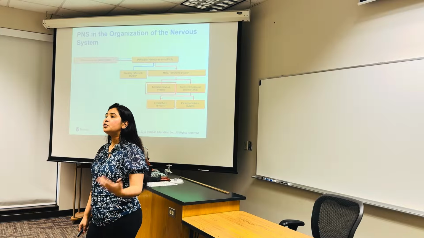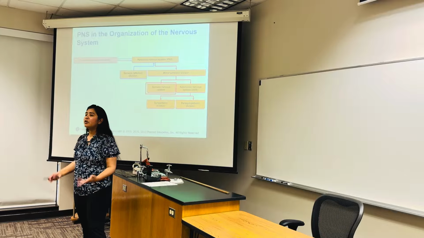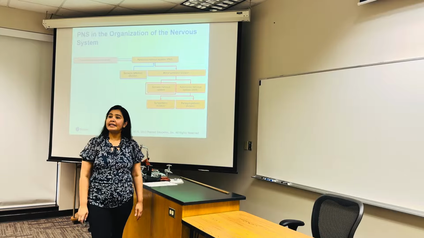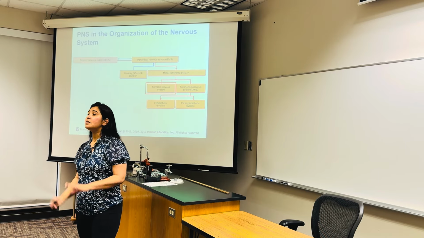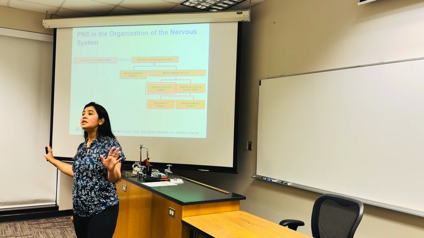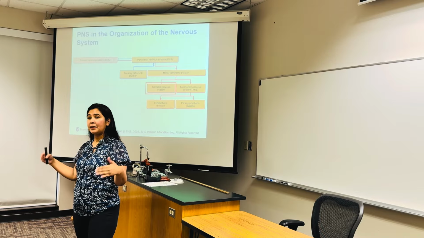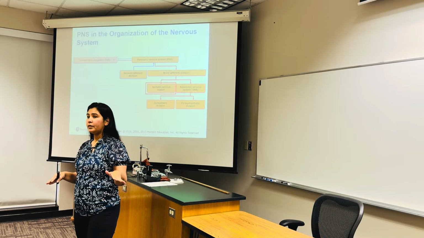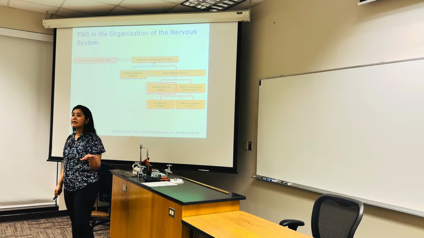But what if you take the information and then you are telling your cardiac muscle, your heart, to do something, or your stomach, or your blood vessels to do something? That is happening in your autonomic nervous system, which is autonomous. Auto means that it is not in your will. That is happening autonomously.